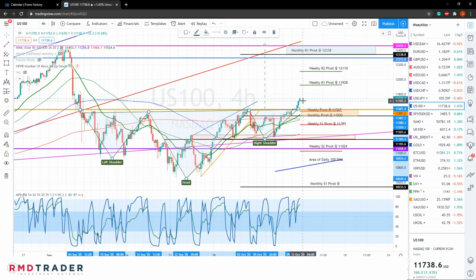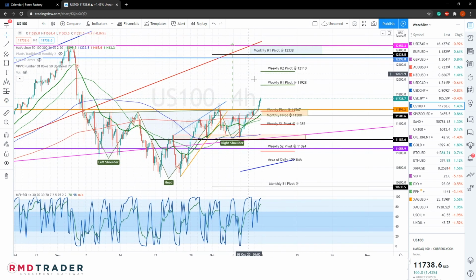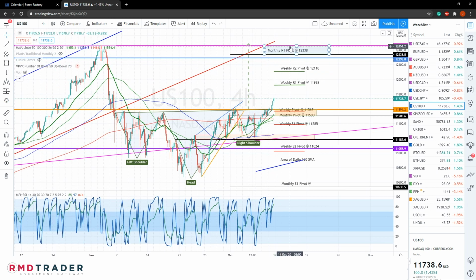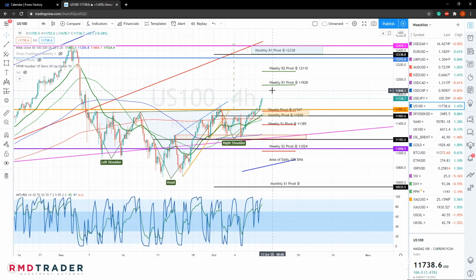And it's possible that we could see over the next few weeks, depending on how aggressive price rallies higher, price reach this area between our monthly R1 pivot at 12,358 and that high at 12,460, realized within the next 1 to 3 weeks. Just also notice that for this week at least, we do have some areas of resistance. That would be our weekly R1, R2 pivots with their respective levels at 11,928 and 12,110.